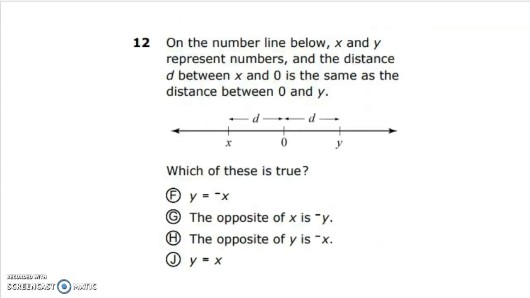Number 12. On the number line below, X and Y represent numbers, and the distance D between X and 0 is the same as the distance between 0 and Y. Which of these is true? F. Y equals negative X. G. The opposite of X is negative Y. H. The opposite of Y is negative X. J. Y equals X.